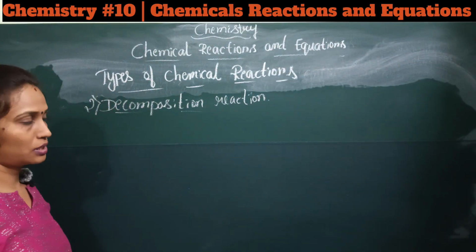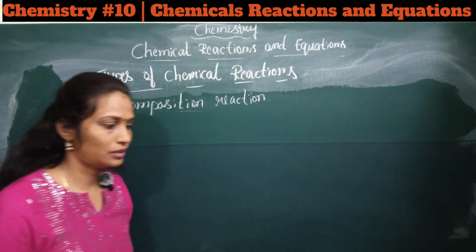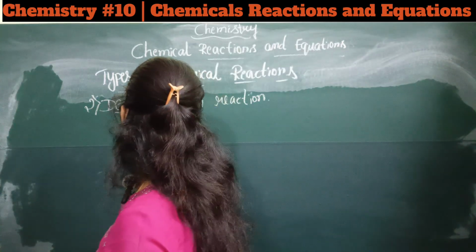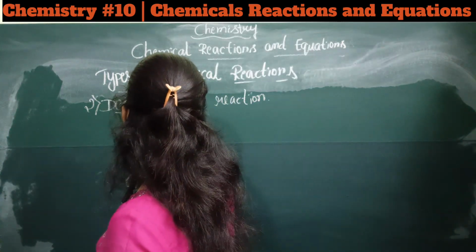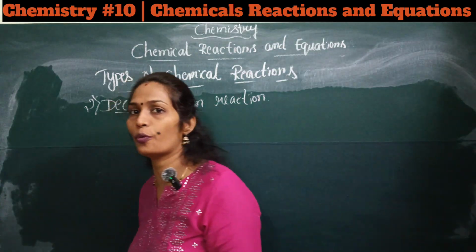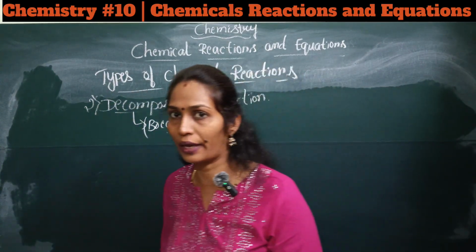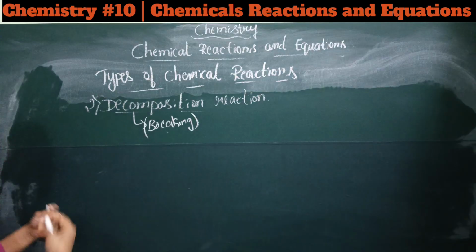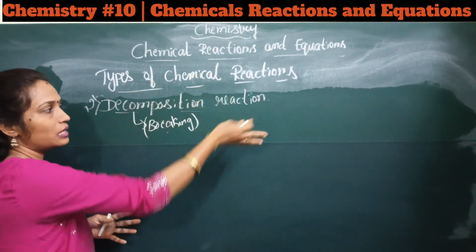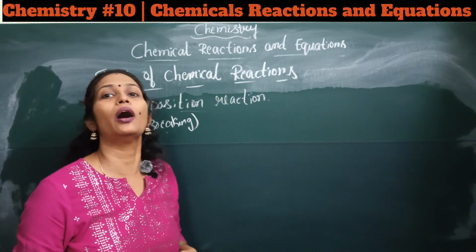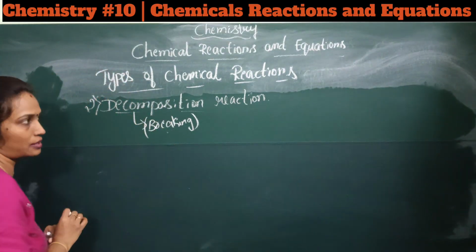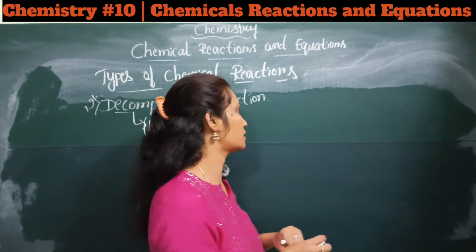Second one is decomposition. So decompose means what, guys? Breakdown. So this means breaking, the breakdown of any reaction. It is just opposite to the combination reactions. When one reactant undergoes decomposition, there is a formation of two or more products. Such kinds of reactions are called decomposition reactions.